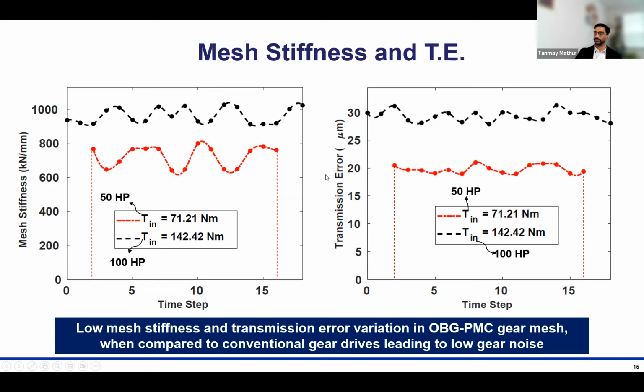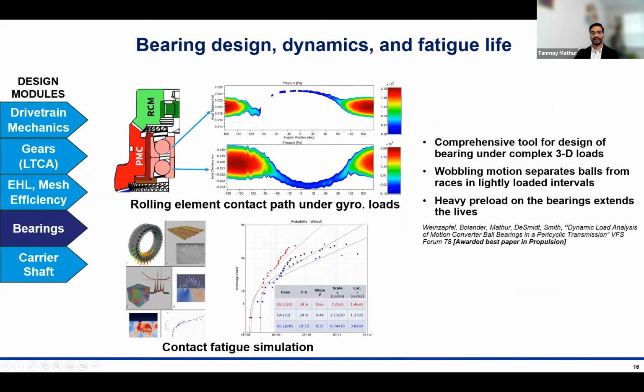Right, and on the right-hand side is shown the transmission error plot, which serves as a parametric excitation in the gearbox, and it tracks with the speed of the gearbox. I won't go much into details for these results. Right. Finally, talking about the bearing design for this gearbox.